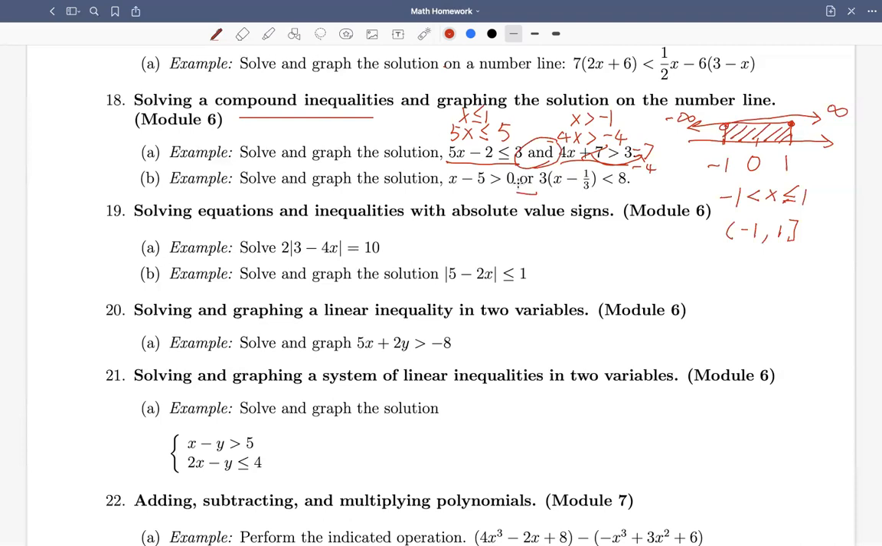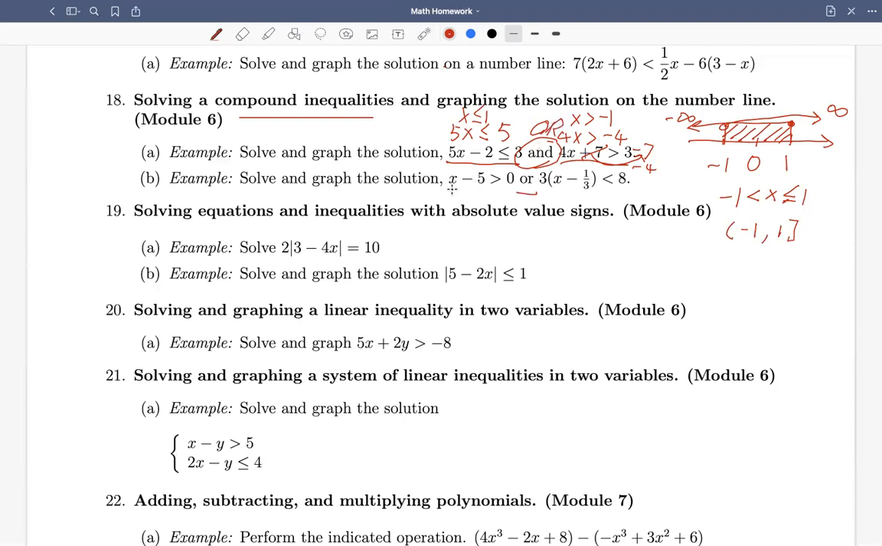Now let's say the second one is "or". Let's think about this. If the first one was "or", the solution set would be all real numbers. You see it goes from 1 down to negative infinity, and from -1 up to positive infinity, so it covers all real numbers if the question were asking for "or".